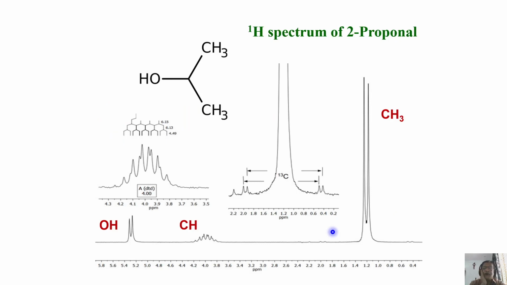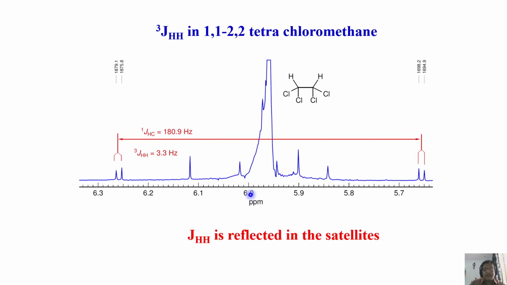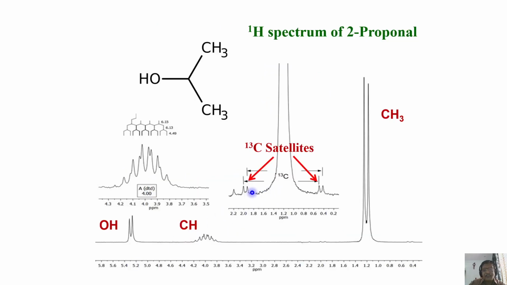Now look at the spectrum of 2-propanol. It's a very interesting molecule. We have CH and two CH3s. The CH3 is a doublet because it is coupled to the CH proton. Now we can enhance this intensity and see carbon 13 satellites here. These are the carbon 13 satellites. I can measure this and get the CH coupling. Of course, this HH coupling is already visible here itself. In this case, the question of symmetry doesn't come because this is coupled to this equally and it is a doublet.